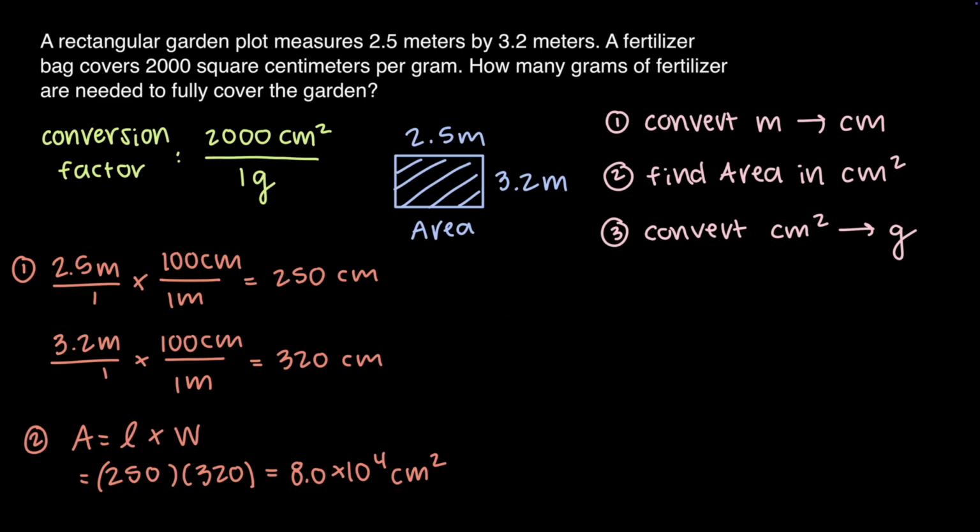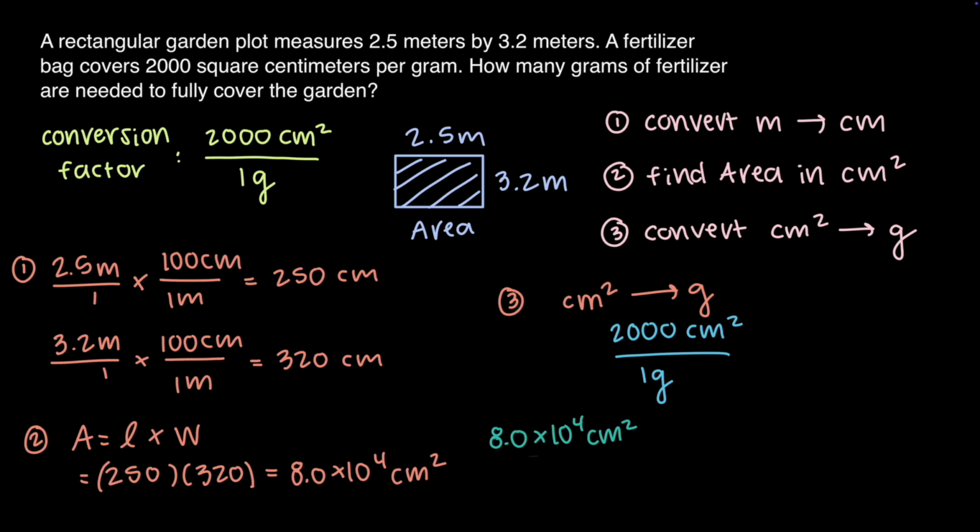We now have square centimeters that we can use to convert to grams with a conversion factor 2,000 square centimeters for every 1 gram. We start with 8.0 times 10 to the 4th square centimeters over 1. In the next fraction, 2,000 square centimeters will be on the bottom and 1 gram will be on the top. Square centimeters cancel out, and we are left with grams. Dividing the values, we get 40. grams for significant figures.